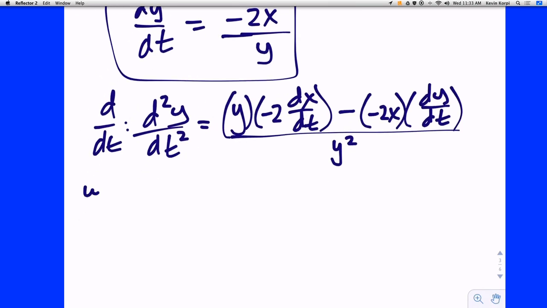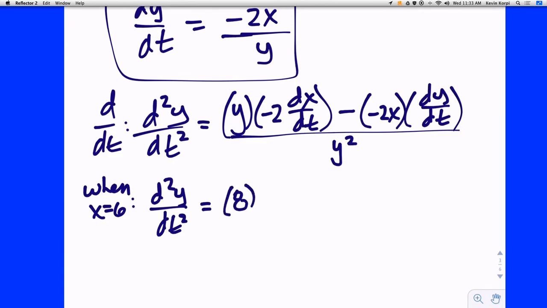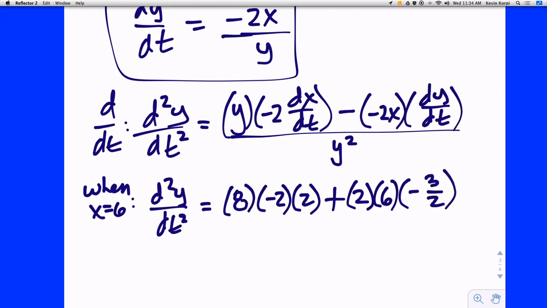And now we can say when x equals 6, we get the second derivative of y with respect to t, also known as the acceleration of the ladder. We'll plug in, and hopefully we know every variable on the other side, and if not, we can go off to the side and find it. At the moment, y is 8, we know that. Negative 2 is negative 2. dx/dt is 2. Minus the negative becomes plus. 2 is 2. At the moment, x is 6. dy/dt, we calculated it in A. Here we need it again. It was negative 3 halves, all over y squared, which was 8 squared.